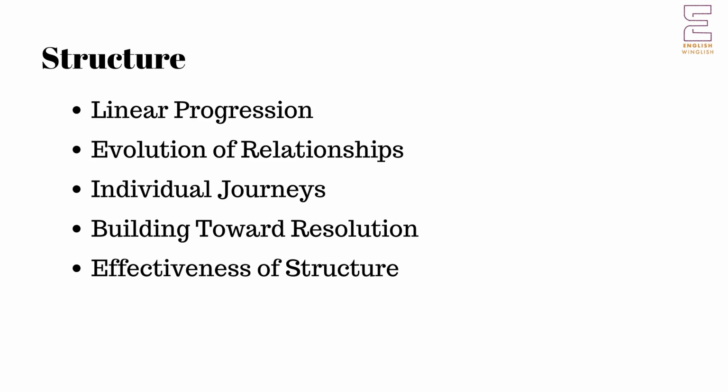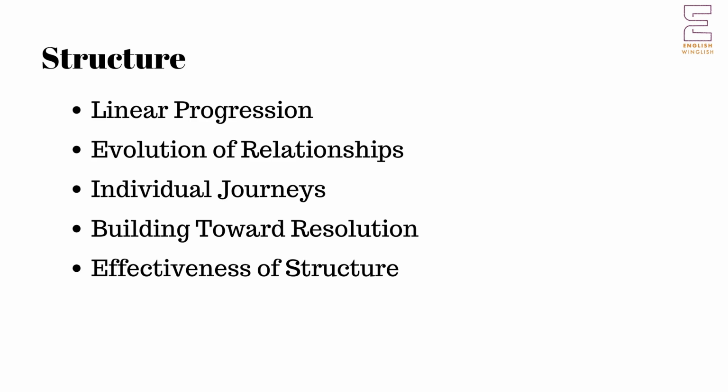Structure, linear progression, chronological unfolding. The narrative follows a linear chronological progression. This straightforward structure allows the reader to track the evolution of Jagan and Mali's relationship and their individual journeys in a clear and logical sequence.